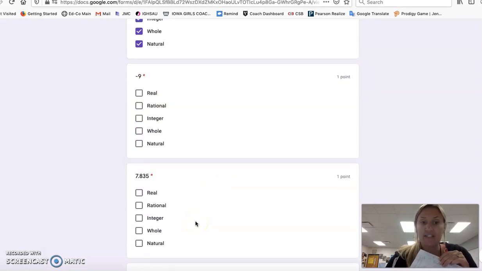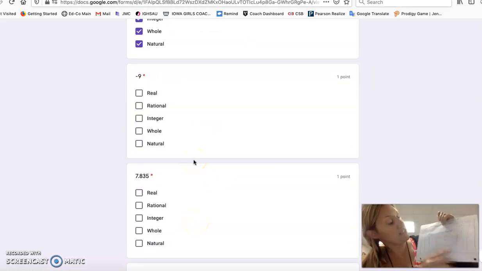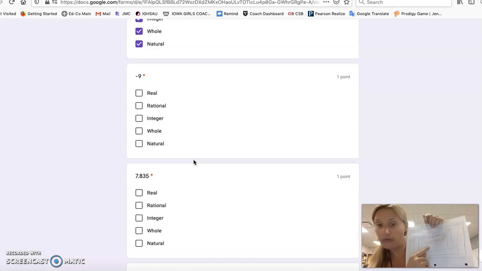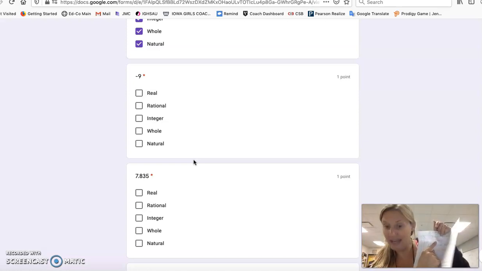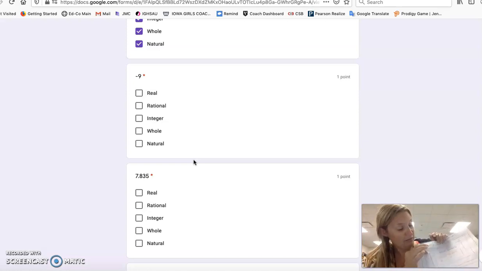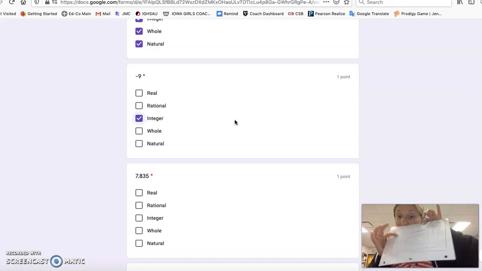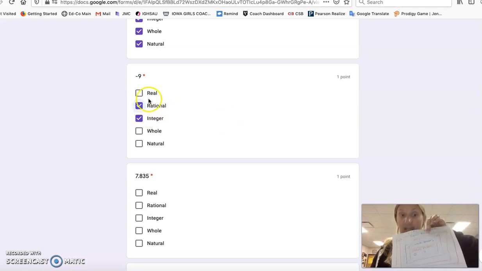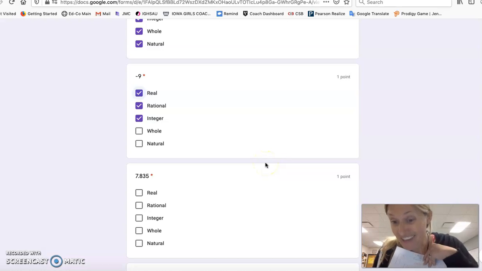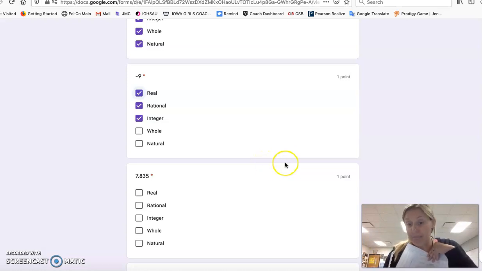Now, -9. Let's talk about -9. Let's start in the innermost. Is -9 a natural number? No. Natural numbers cannot be negative, decimals, or fractions. -9 is negative, so it can't go there. Is -9 a whole number? Whole numbers cannot be negative, so no, it's not. Is it an integer? Yes, integers can be negative. So -9 would go in the red box, so it is an integer. Now, if it's in the red box, it's inside of my green box, so it is rational. And of course, all of the numbers are real. I'm going to tell you that right now. You're going to click real for all of them.